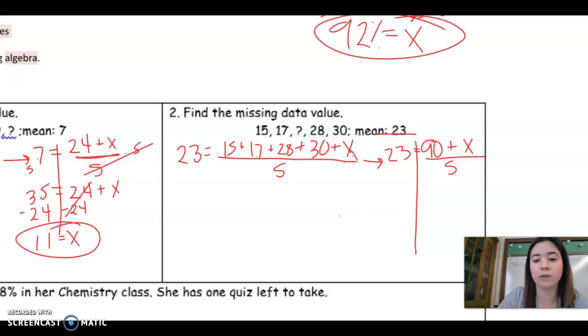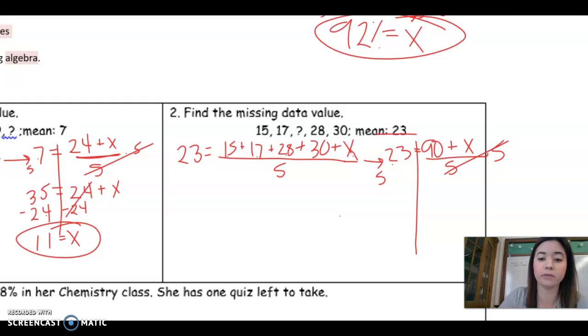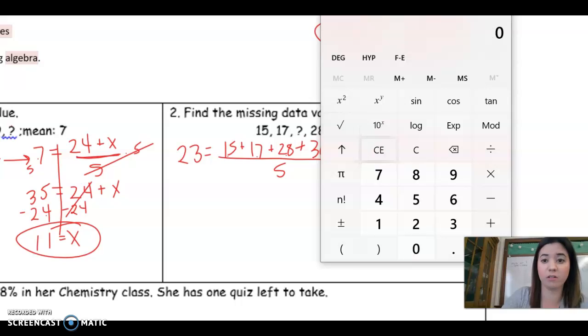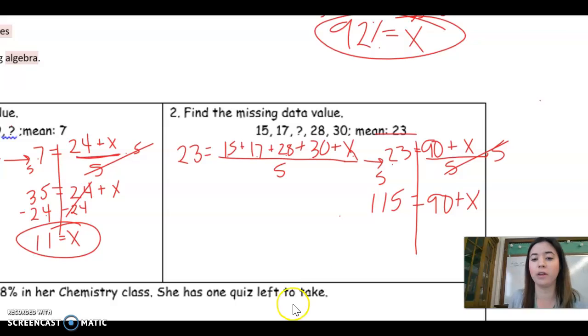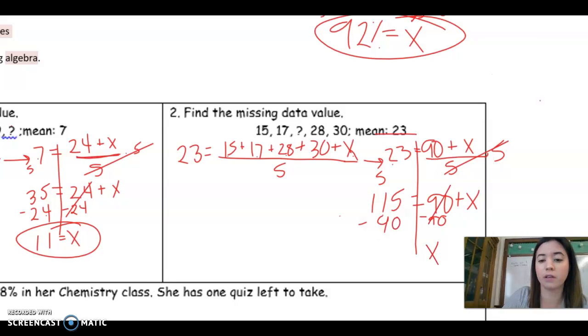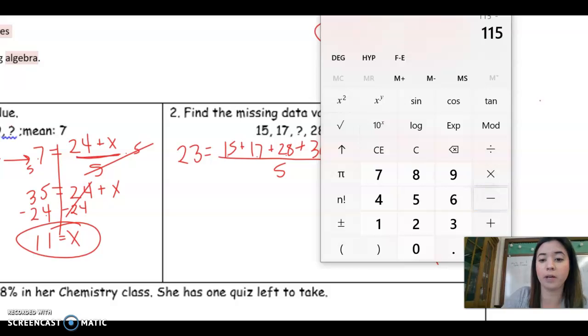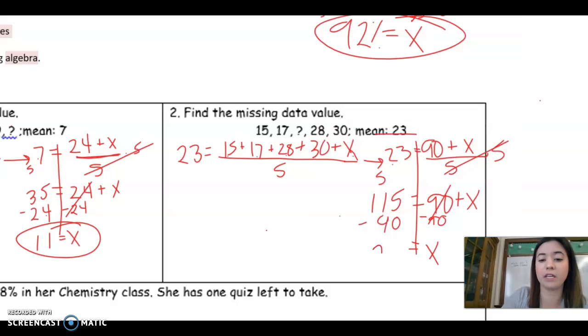Okay, first things first, get rid of that denominator, so times 5 on both sides. Ooh, I think it's 115. 5 times 23. Ayo, 115. And then we have 90 plus x. We get rid of that positive 90 by subtracting it from both sides. 115 minus 90 gives us 25. There's our missing value.